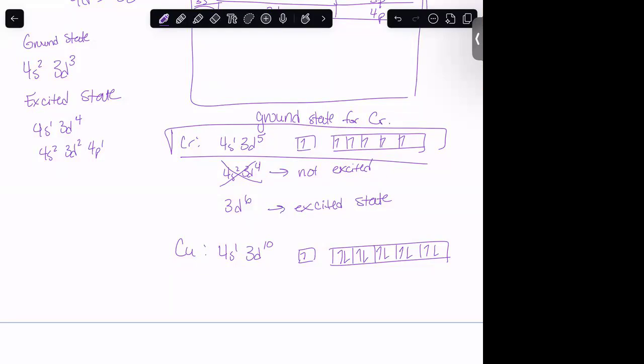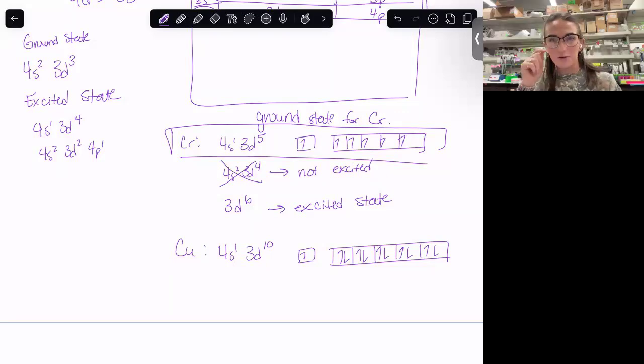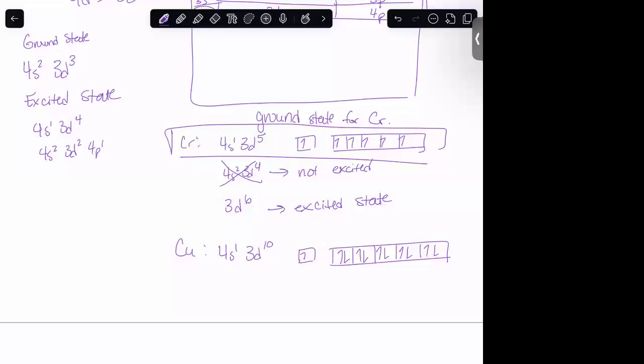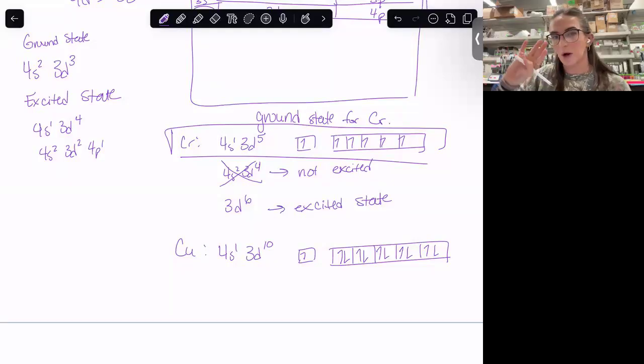So in summary, if I'm excited, I'm never going into my 4s, I'm going into 3d, just for transition metals. Yeah, if you're going to make a transition metal excited, take an s and put it in a d instead of taking a d and putting it in an s. Or take a d and put it in a p. Just go to the next one, something to the right.